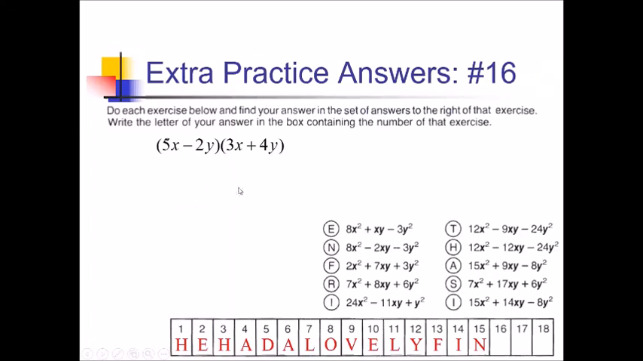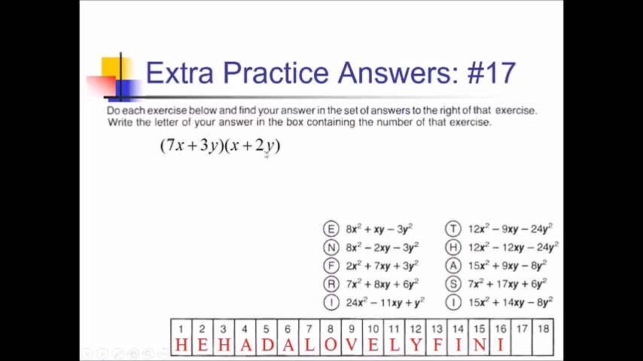We've decided to up the ante a little bit on this problem. There's no variables with a coefficient of 1 anymore. So we've got 5x times 3x is 15x squared. 5x times 4y, that's a 20xy. Negative 2y times 3x, that's negative 6xy. And then negative 2y times 4y, that's negative 8y squared. 20xy minus 6xy, that's 14xy in the middle. So 15x squared plus 14xy minus 8y squared. That looks like that's going to be this I right here. So that's going in spot 16.